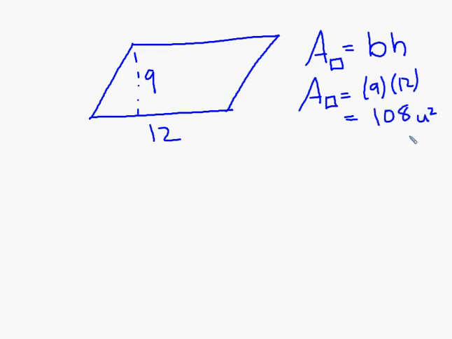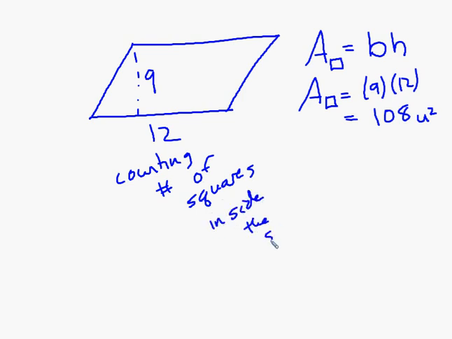Now, units squared, whatever those units are, centimeters squared, inches squared. Why? Because we're counting the number of squares inside the shape. You need to have the label, because we're going to get to volume, which is units cubed, and length would be just units. So if I wanted the length around this, that would be perimeter, which we've already done.